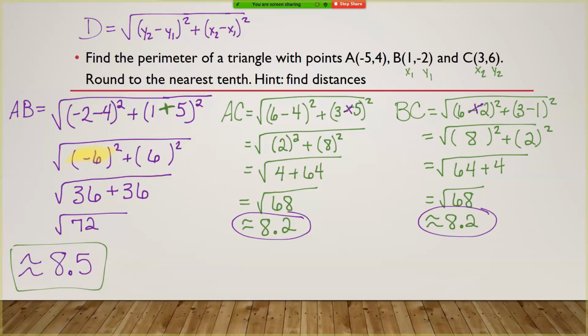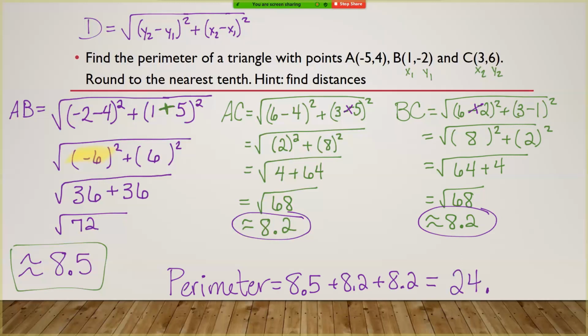So to find the perimeter, all you have to do is add these three values together. So your perimeter is equal to 8.5 plus 8.2 plus 8.2. So your final answer, you should end up with 24.9. And that right there is your final answer.